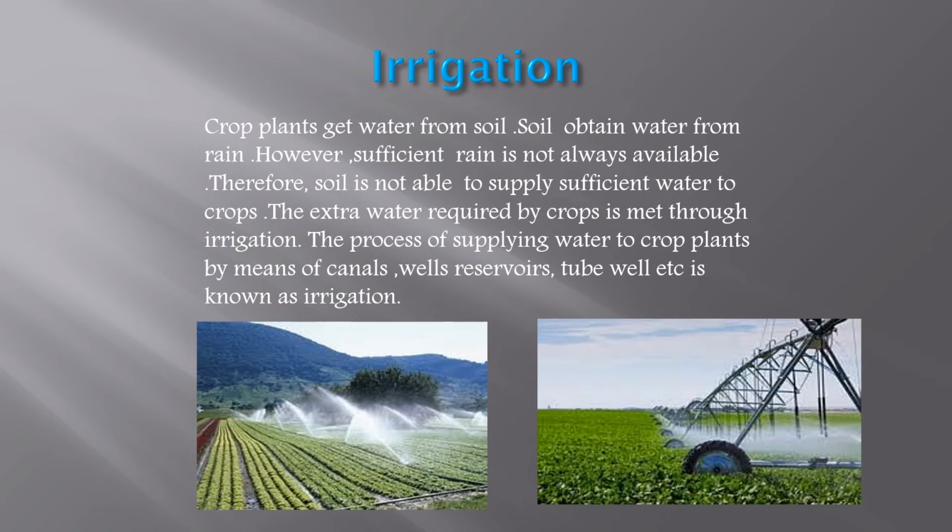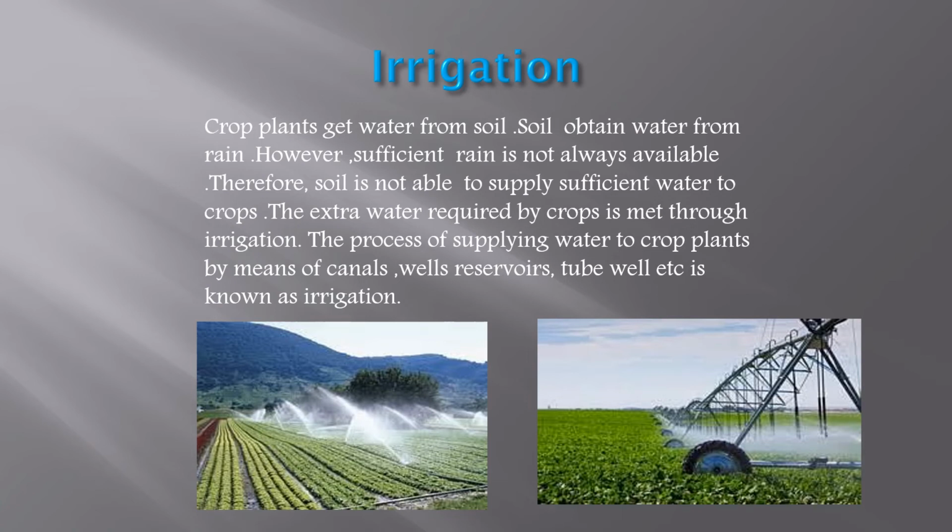Nowadays, we are using some modern methods also to irrigate our field. These are river lift system, sprinkler irrigation system, drip irrigation. So, let's talk about them in short. River lift system. Areas which are situated nearby rivers get water directly from the river. Water from the river is lifted directly to the field for irrigation through pumps or local devices.